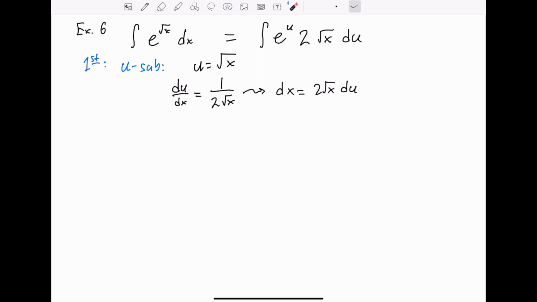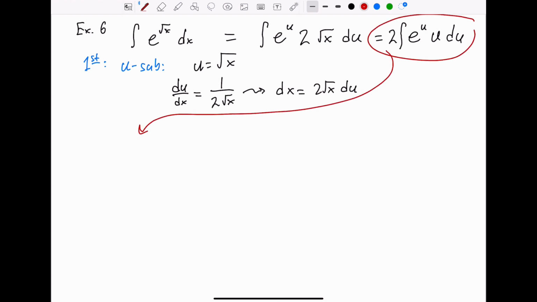Now, after using integration by substitution, we want to only have one variable name in the transformed integral. Here we have two. And at first this looks like a problem. However, notice that square root of x is just u. So I'm going to use our back substitution technique. I'll take out the 2, that's just a constant, and I have e to the u times the square root of x, but now I'm writing that as u. We have 2 times the integral of e to the u times u.